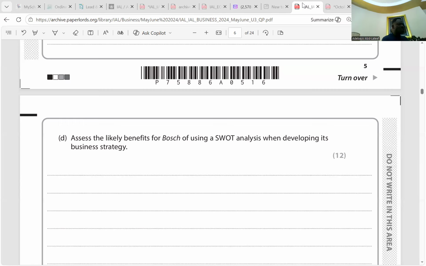A SWOT analysis is useful to provide an overview of a business, but it needs to be combined with other research tools such as PESTLE: political, economic, social, technological, environmental, and legal factors. These also need to be put into consideration. Is it clear? Any question about that? No? So go to question E.